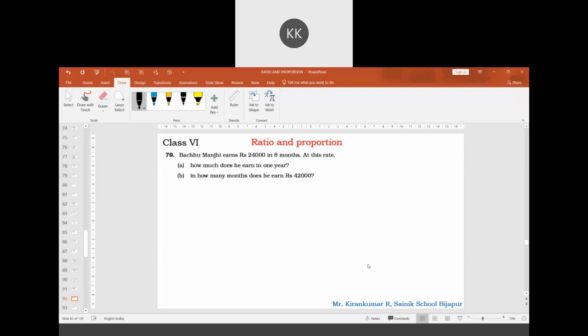Bachu Manji earns rupees 24,000 in 8 months. At this rate, how much does he earn in 1 year? How many months does he earn rupees 42,000?